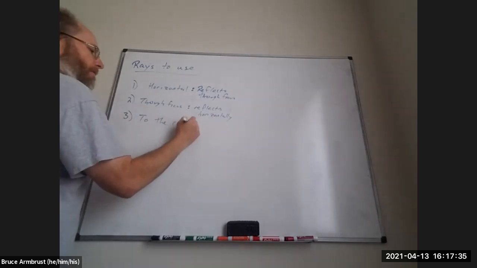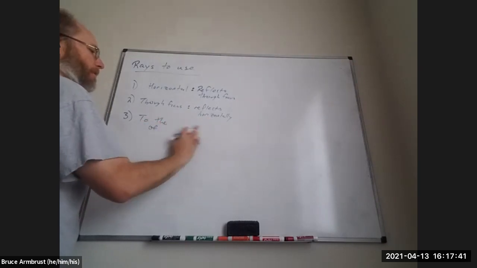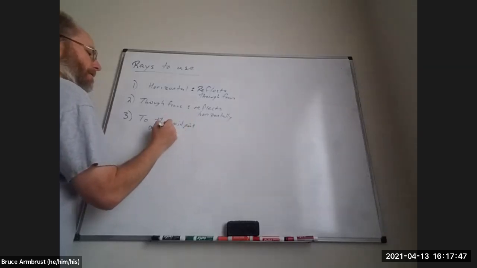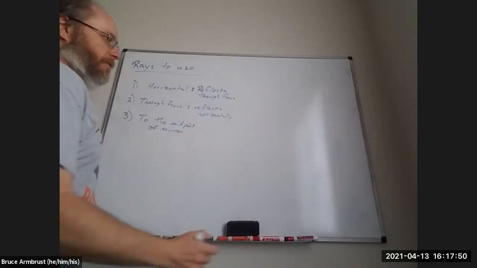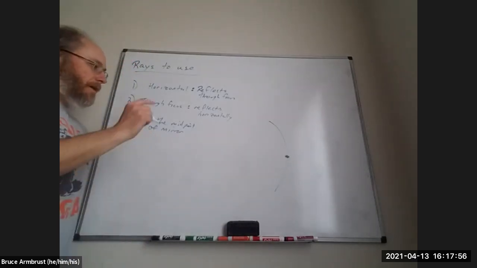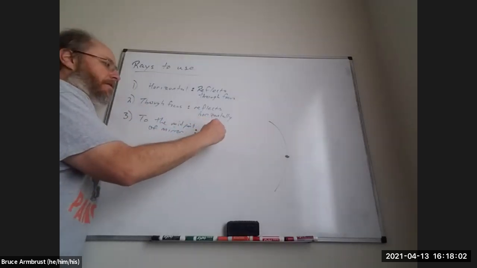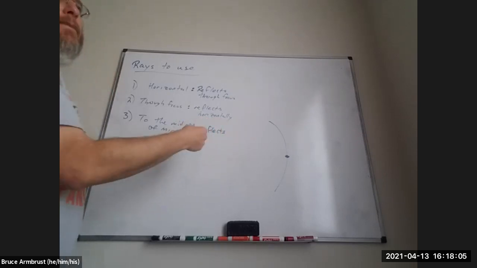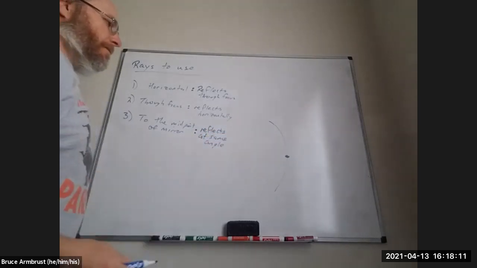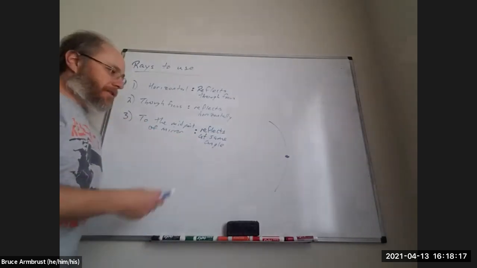Another really good one is to the center point. I don't want to call it the center point. How about the midpoint of the mirror? So if this is our mirror, the midpoint is right there. That's a really good one because it reflects at the same angle, because that central line is normal. And so the law of reflection applies.